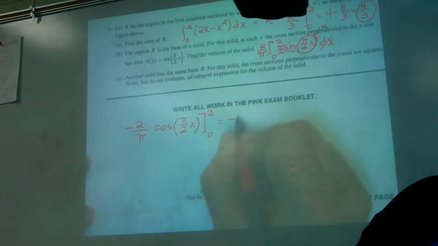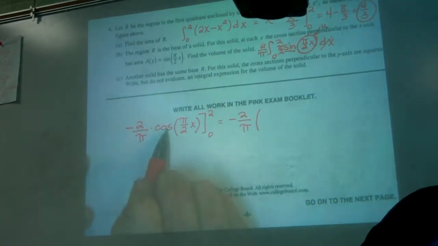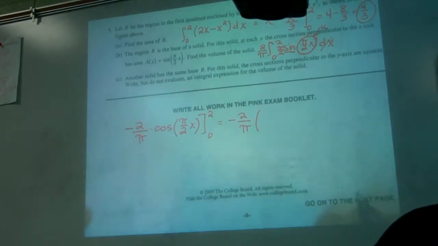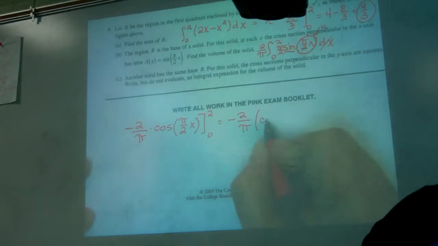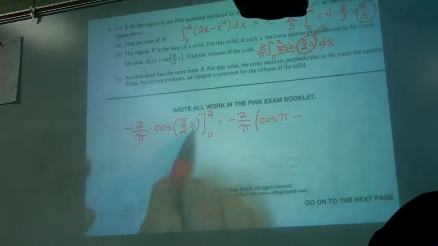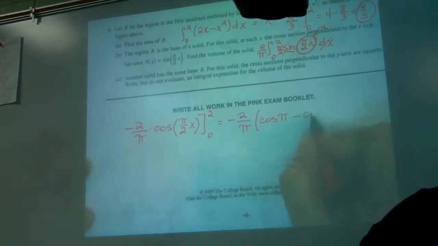Alright, so I'm going to have negative 2 over pi times the cosine of pi over 2 times 2, so that would be cosine pi, right, if you plug 2 in. The cosine of pi minus, and then if I plug 0 in, I get the cosine of 0.